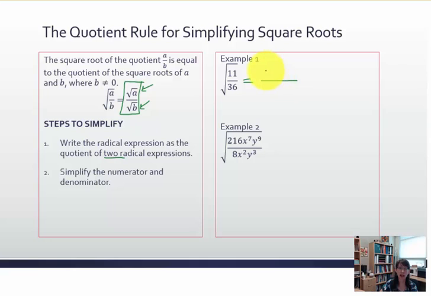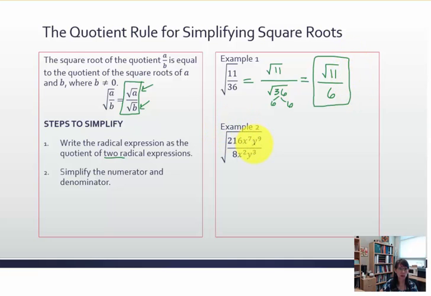So that breaks the fraction apart as square root of 11 divided by square root of 36. Now this is helpful because we know that 36 is a perfect square. It comes from 6 times 6. So we know that 6 should completely clear that radical. However, 11, the only factors of 11 are 1 and 11, so that will need to remain under the radical. This is the simplified answer.